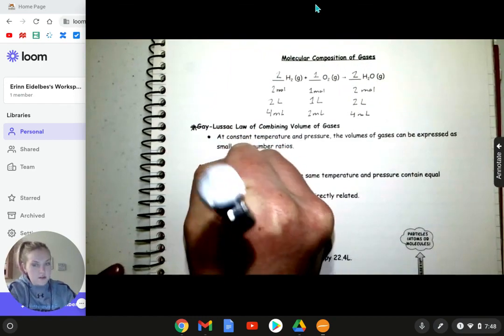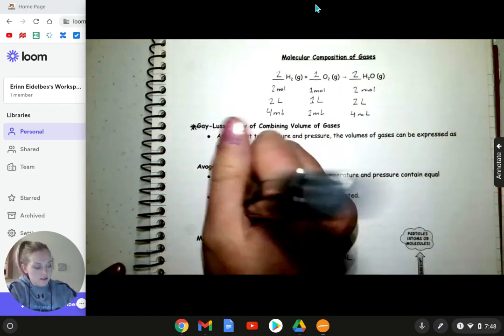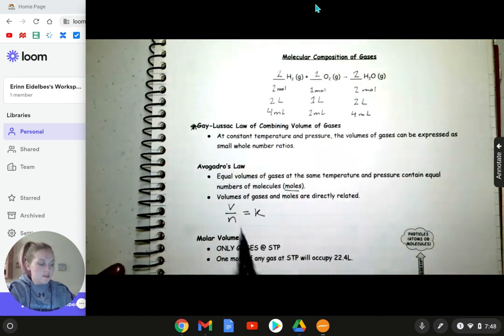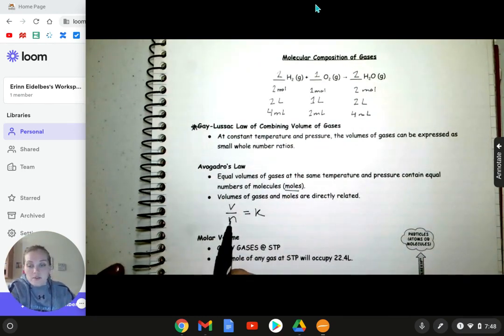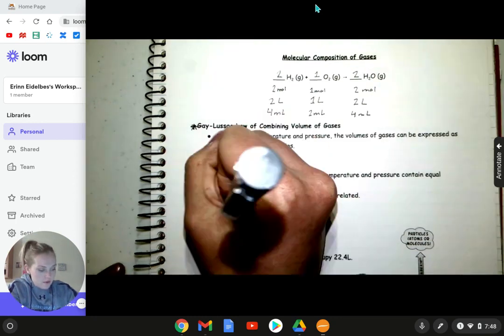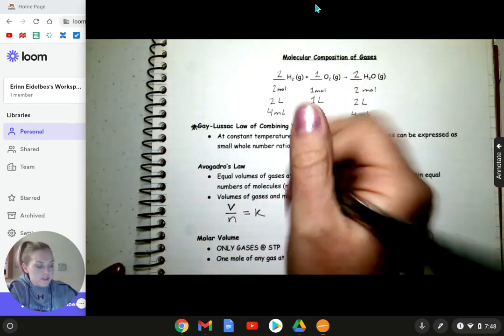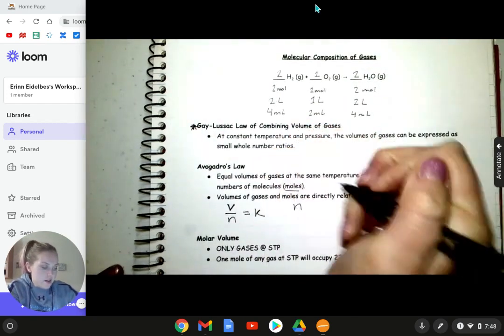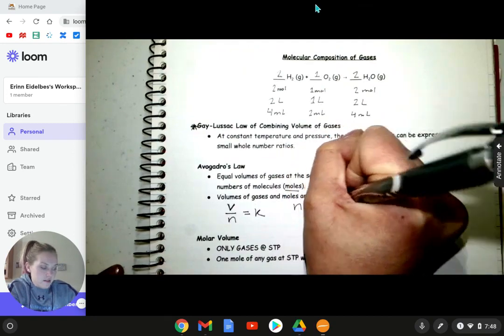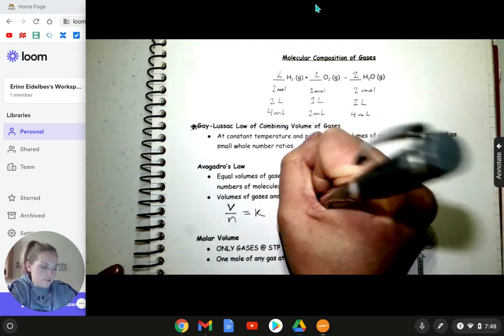So V over n would equal some constant, our volume over n. This looks very similar to Charles' law, where we have volume over temperature, but now we have n. We have a different variable here, and n is moles.